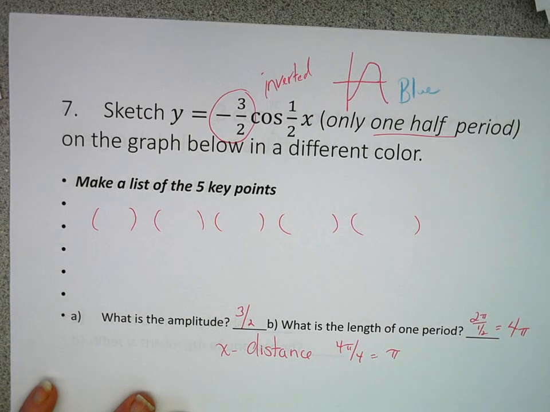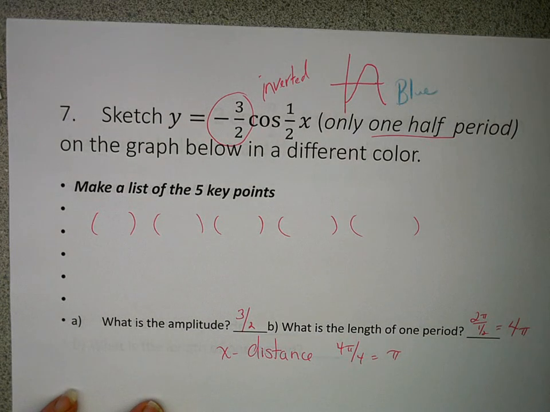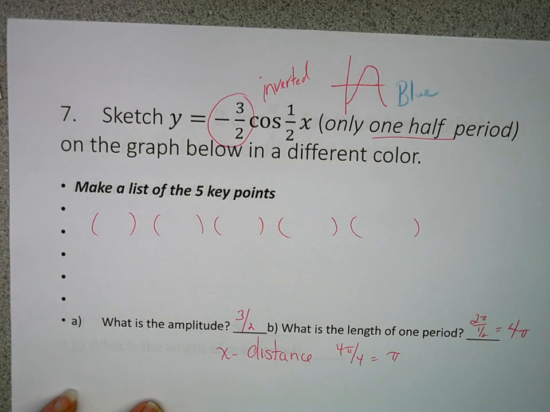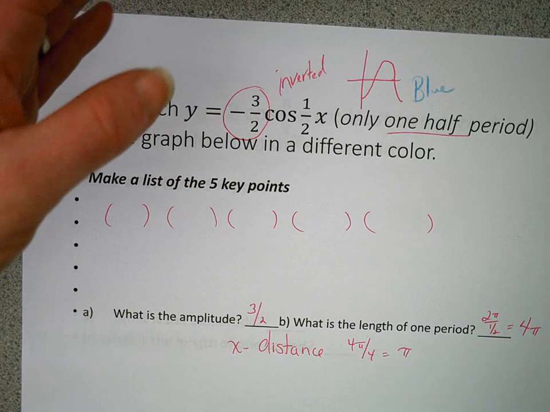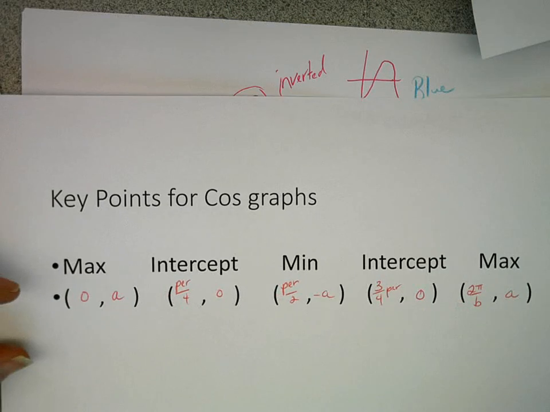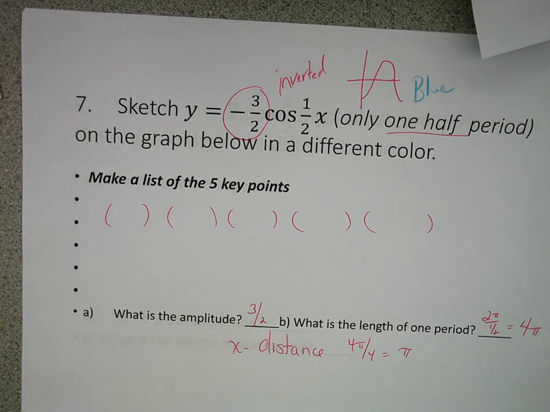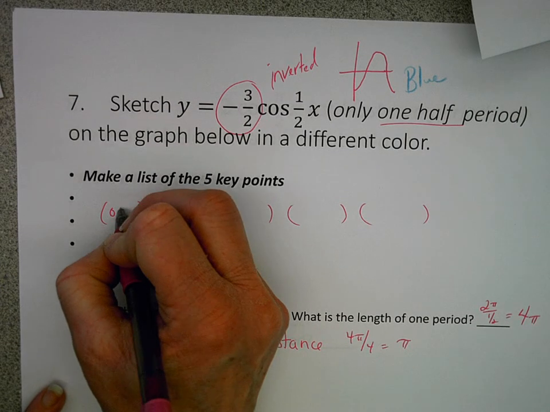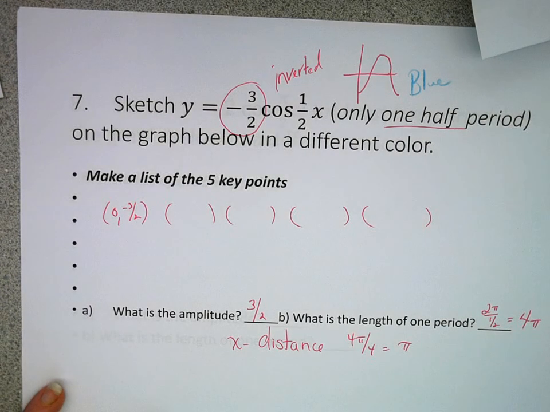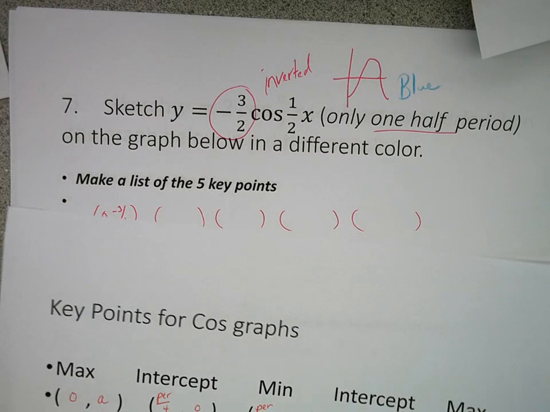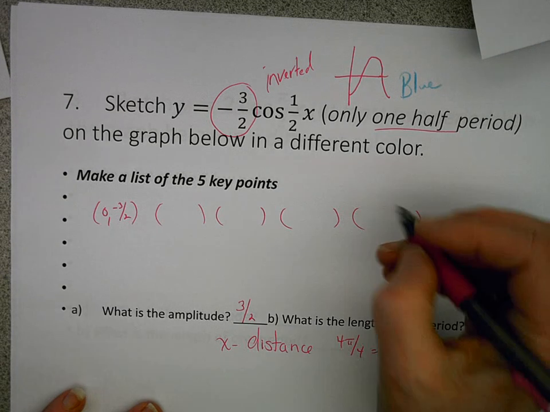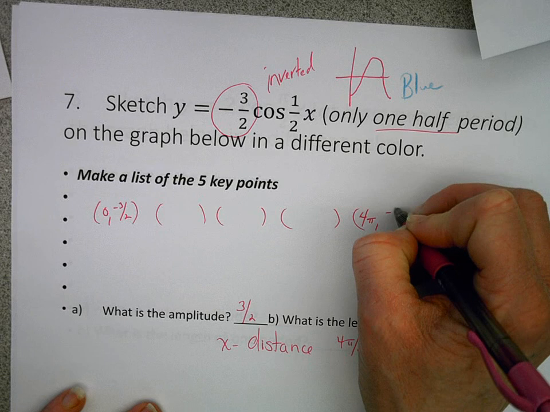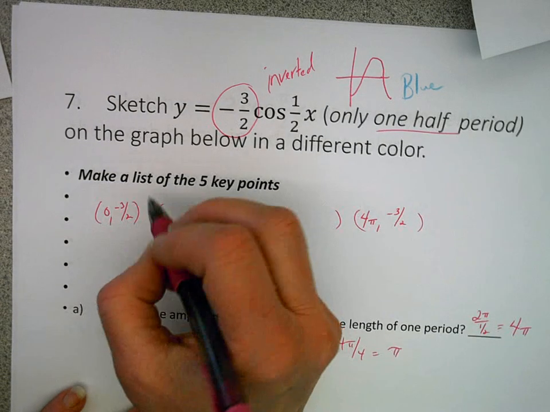Okay, so now, if you go back to the front, like I said earlier, see if I can find the paper. Cosine graph is 0, a. Well, our a is -3/2, so it's going to start at -3/2. That's our first point. Then we're going to go to 0, then to the opposite of A, 0, and back to A. Well, we know the period is 4 pi, so this one is 4 pi, and this is back to negative 3/2. And this would be pi, 0.